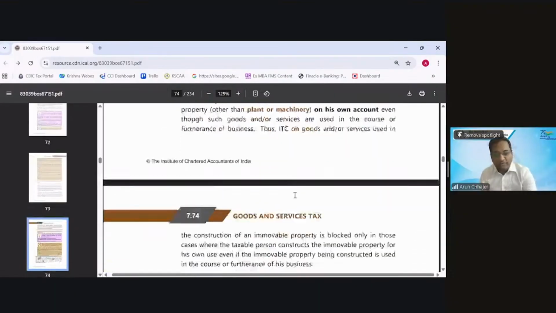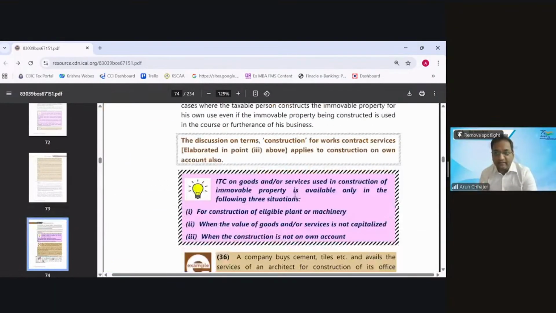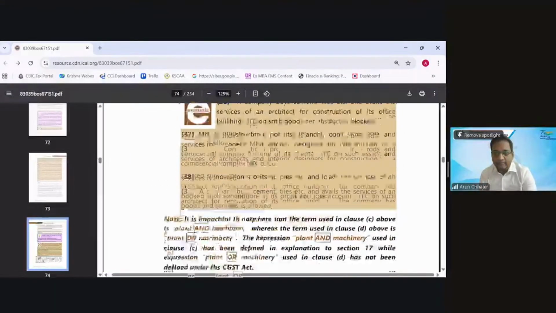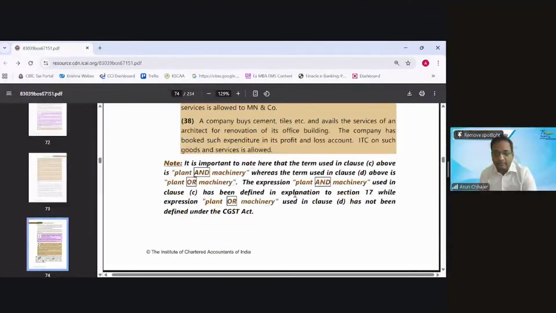Why not allowed? Because a telecommunication tower is considered as not plant and machinery. Clause D, almost the same thing. Let's read it. So there was one big problem: plant and machinery, plant or machinery. Correct. The term used in clause C above is plant and machinery, whereas the term used in clause D above is plant or machinery.